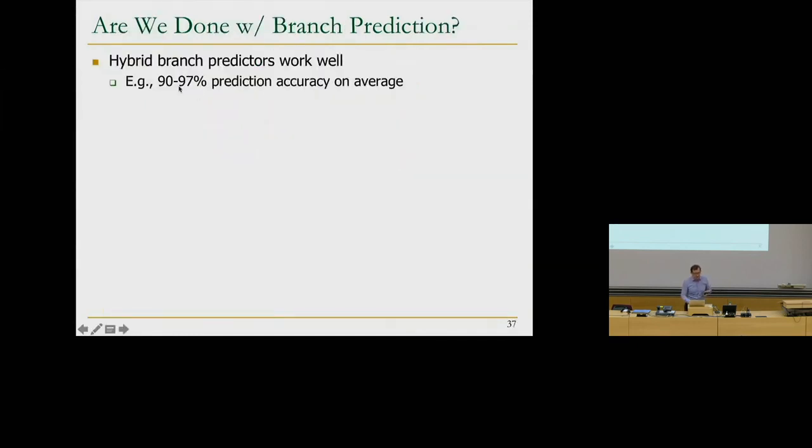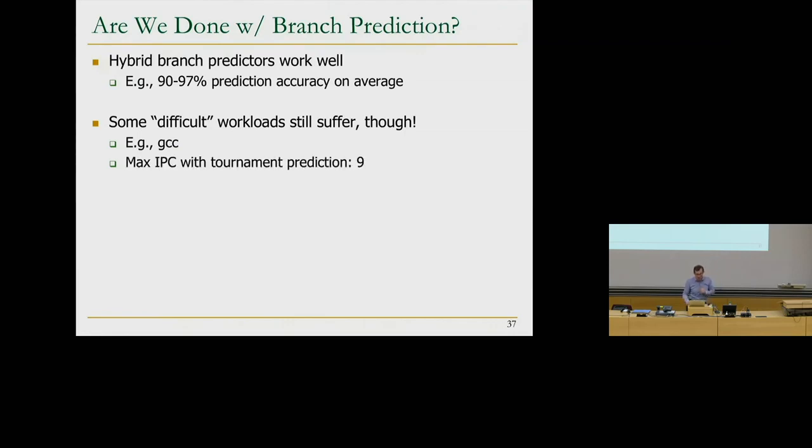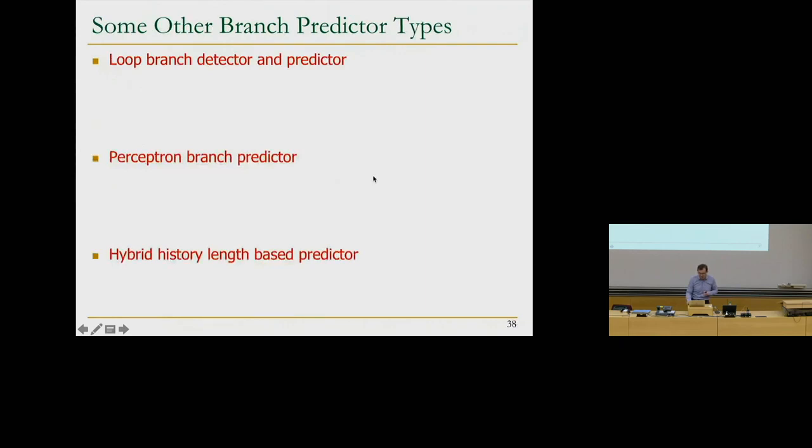Hybrid branch predictors actually work well. For example, they see 90 to 97% prediction accuracy on average, but some difficult workloads still suffer. For example, a compiler that many of you may use, GCC, the maximum IPC with tournament prediction with the previous predictor is 9, assuming you have all of the other bottlenecks sorted out somehow, you don't have data dependencies. But if you actually could perfectly predict branches, you could go up to 36. This is assuming a machine model that actually can execute many, many instructions per cycle. You don't have bottlenecks. But branch prediction actually bottlenecks your instructions per cycle performance.